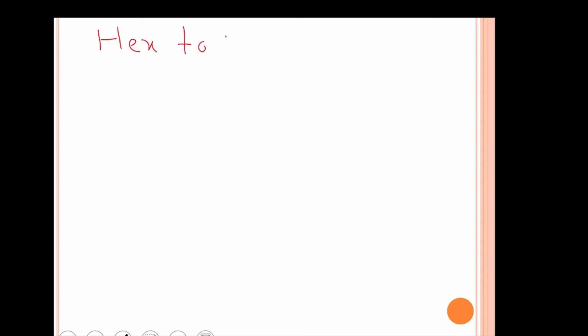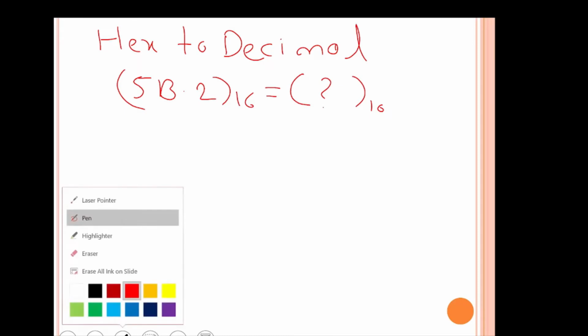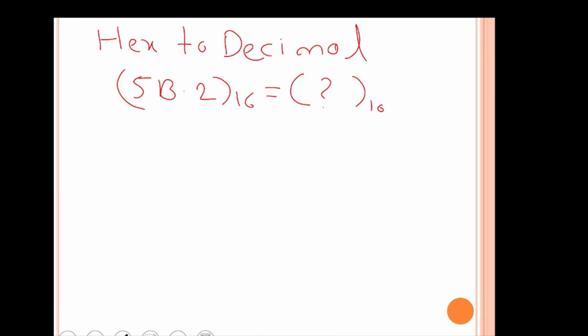Hex to decimal. The given hexadecimal number is 5b.2, and you have to find out its decimal equivalent. Now let us solve this.